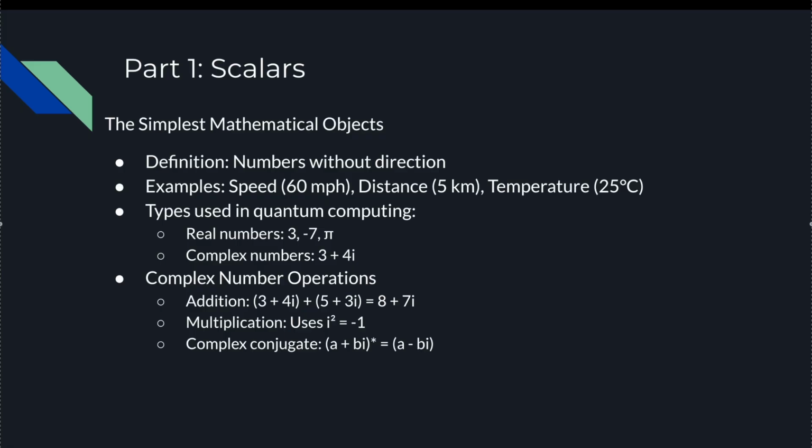So whatever you're measuring, such as speed, you're going 30 miles per hour, 60 miles per hour. Distance, it's 5 kilometers away. You're not saying it's 5 kilometers north. You don't mention direction with scalars. And the types that are used specifically in quantum computing are real numbers and complex numbers. And we'll talk about these complex number operations in later lectures.